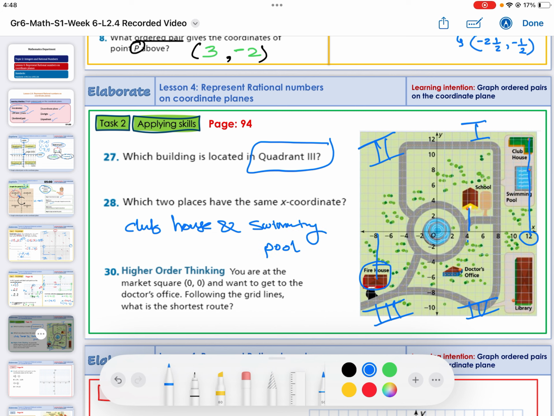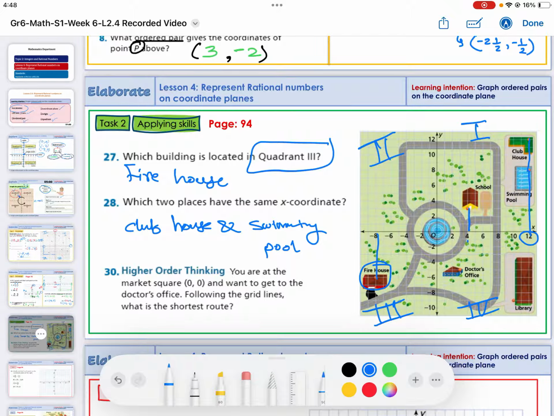Okay, which building is in quadrant 3? That will be the firehouse. So again, you go building by building and you check their x coordinate. Start checking from quadrant 1. That will be easier for you.